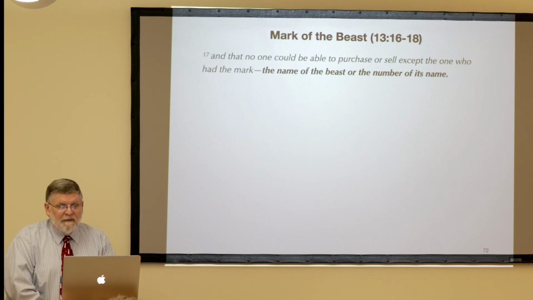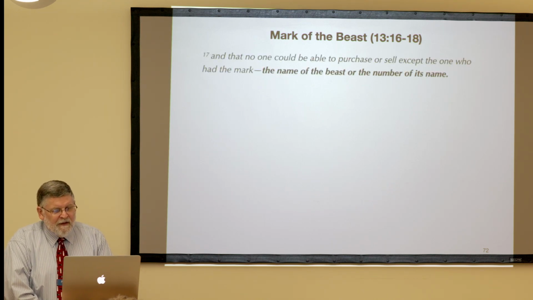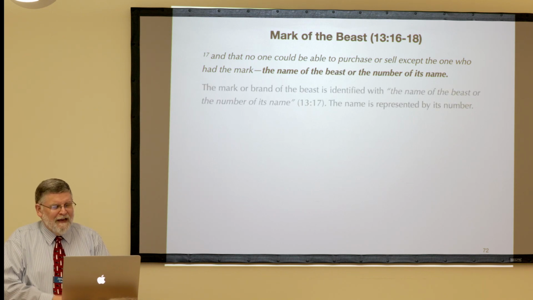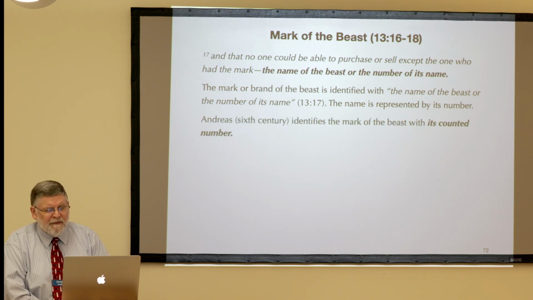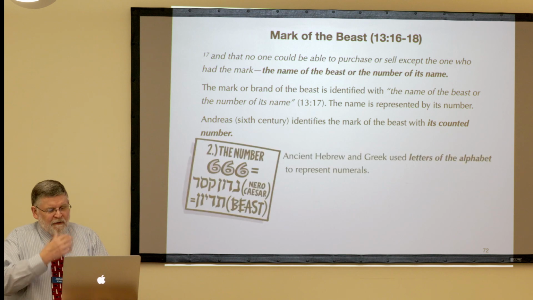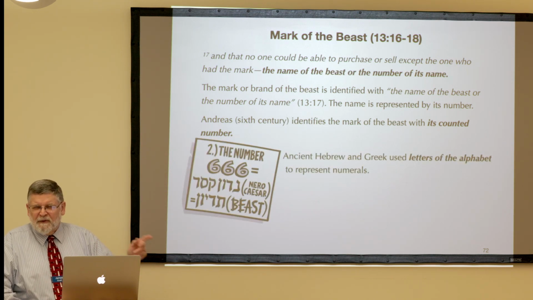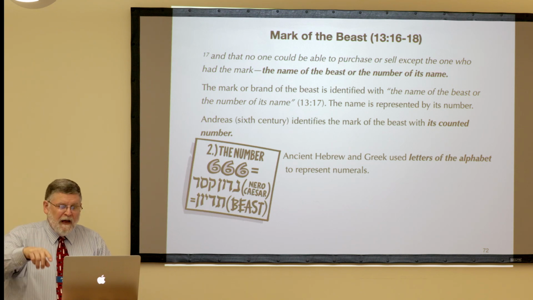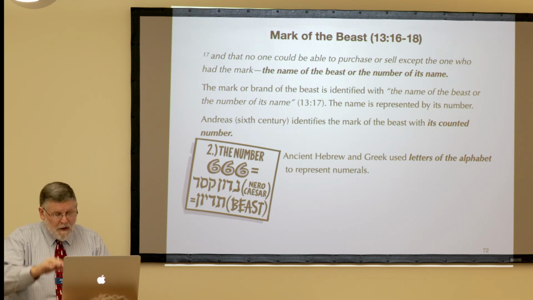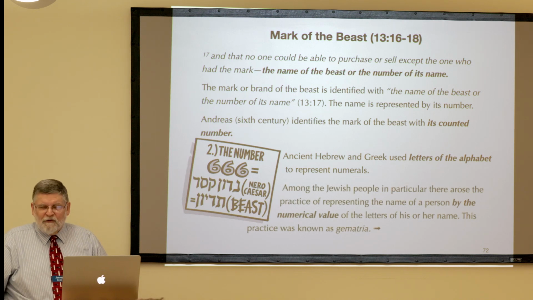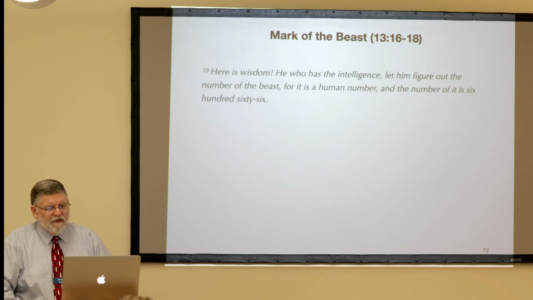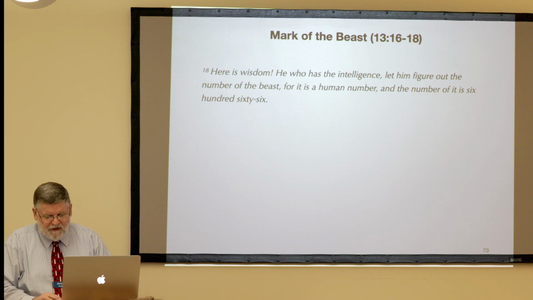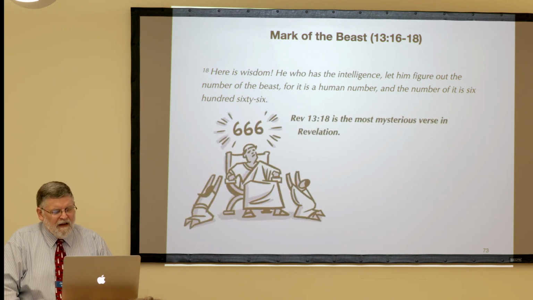But you know, we're getting close to probably the thing that you wanted to know about this chapter: the name of the beast, or the number of its name. The name is represented by a number that Andreas from the 6th century said is the counted number. Now, what's interesting is that both in ancient Hebrew and in ancient Greek, each of the letters of the alphabet was used to represent numbers, and they each had a value. Jewish people in particular did that. You can find examples of that. And so the number is 666.